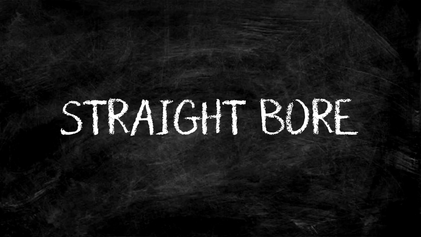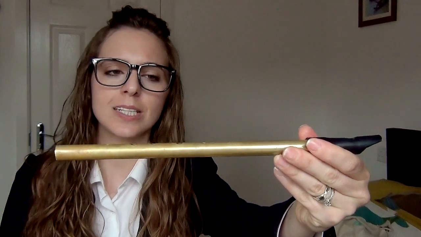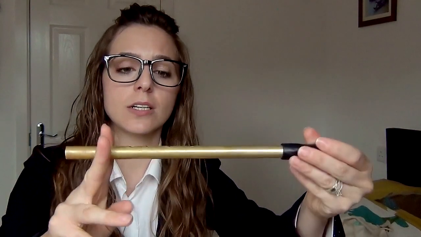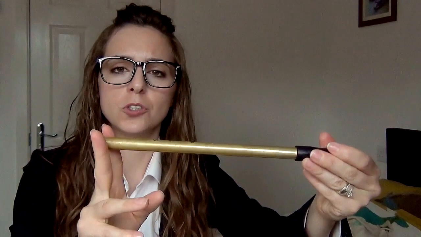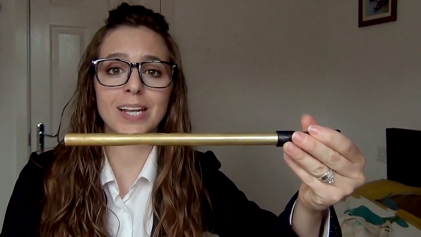Straight bore. Now we talked about bore earlier on, and we talked about conical bore. A straight bore whistle is literally a whistle that does not change width from the top to the bottom. So conical bore gets narrower, straight bore doesn't do anything at all, it stays the same width throughout.